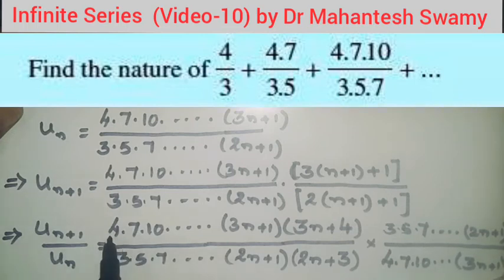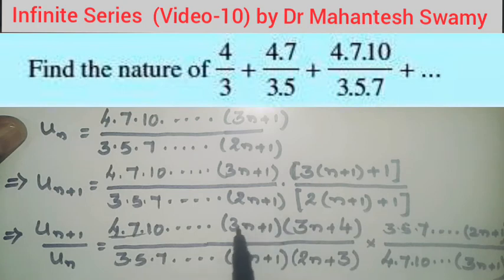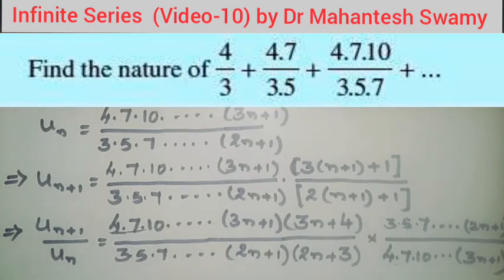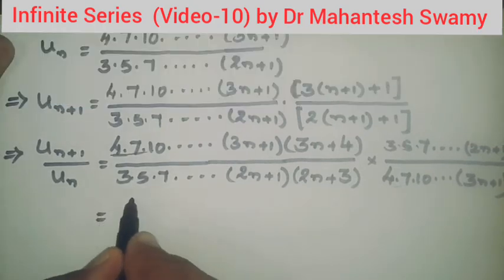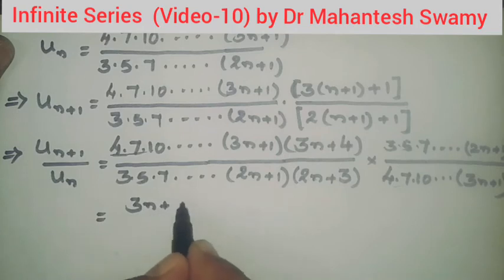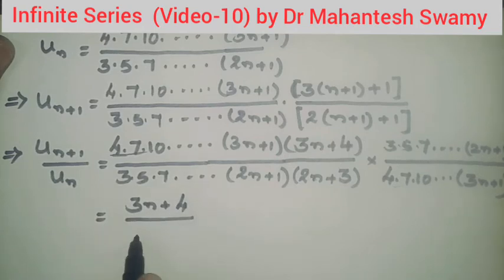Now let us cancel these terms. We are observing one beautiful thing over here, that is all the terms from here up to 3n plus 1 cancel with these, and these terms all will cancel with these terms. So only remaining terms are 3n plus 4 in the numerator, 2n plus 3 in the denominator. So this is the only thing remaining after cancellation. So 3n plus 4 divided by 2n plus 3.